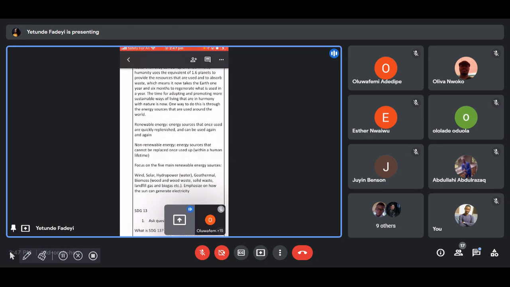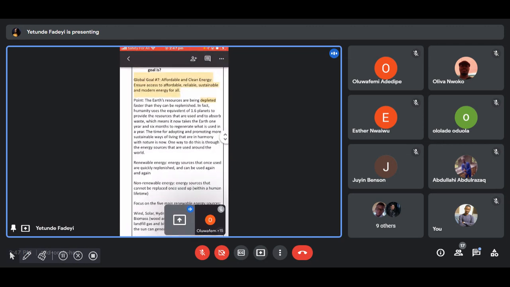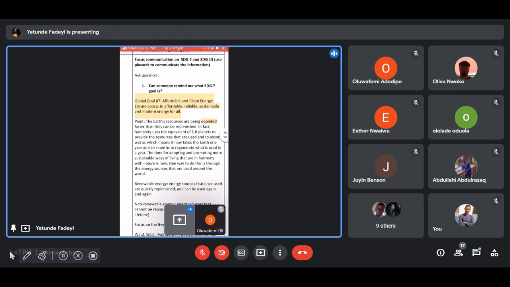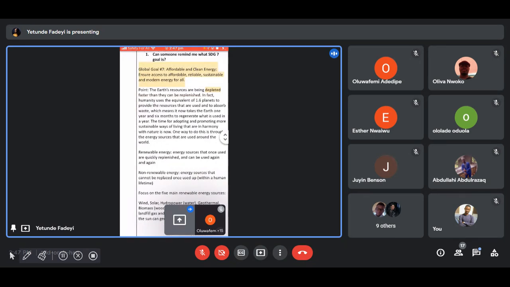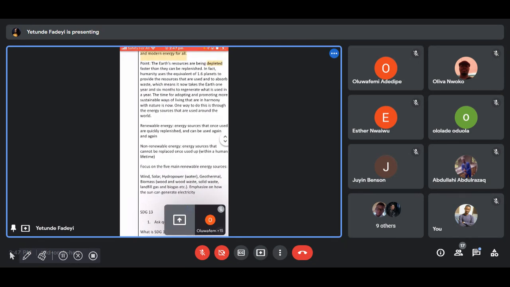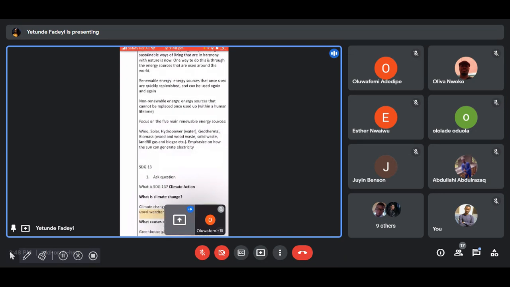So this is basically what we need. But if the volunteer wants to go ahead to read more about the SDGs, so that the person can create adequate discussions with the students, obviously we can do that.